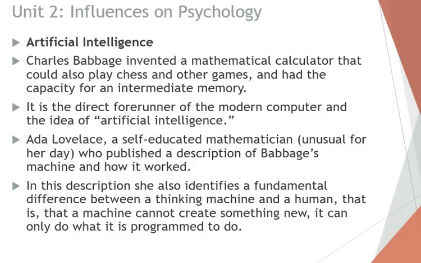Okay, let's look at Unit 2, which we look at in terms of influences on psychology. The idea of artificial intelligence is non-human, really computers or computer-like creatures, and their abilities to study or glean information from human conduct. This has always captured the human imagination. Charles Babbage and his calculator that could also play chess and other games.